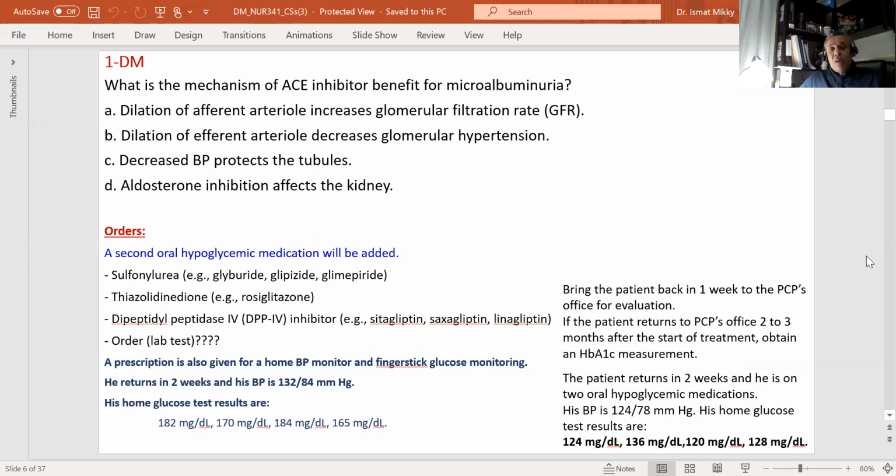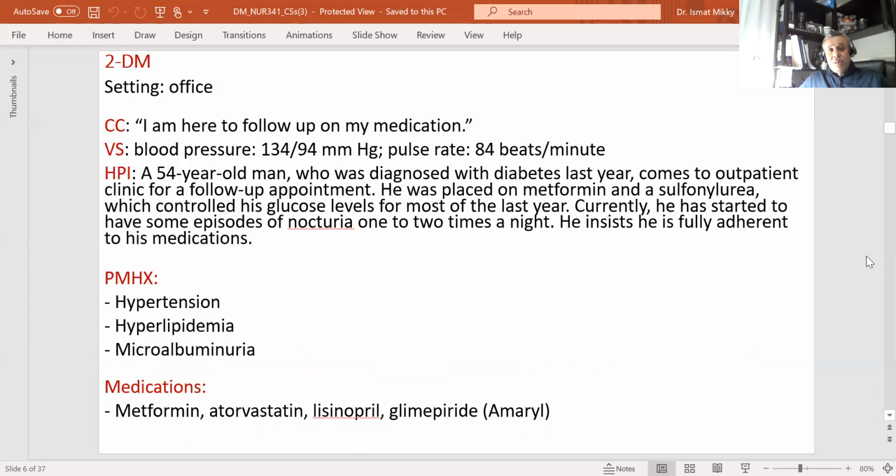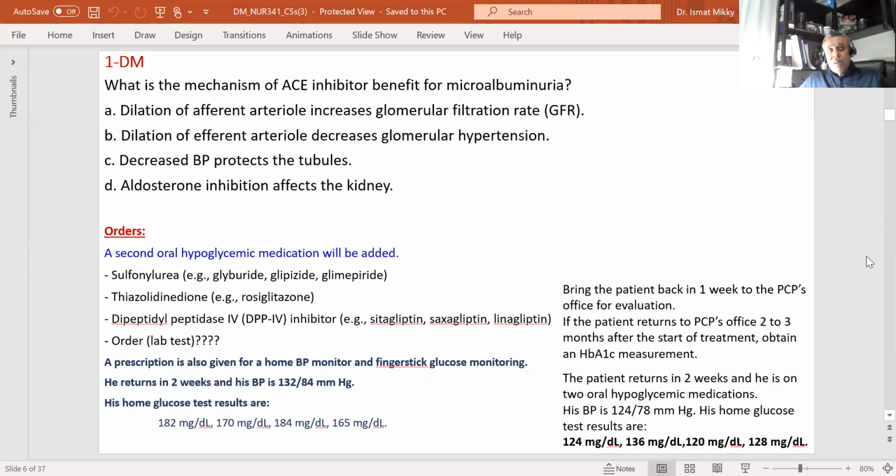Now, metformin, glucophage, is contraindicated in renal insufficiency to avoid lactic acidosis.